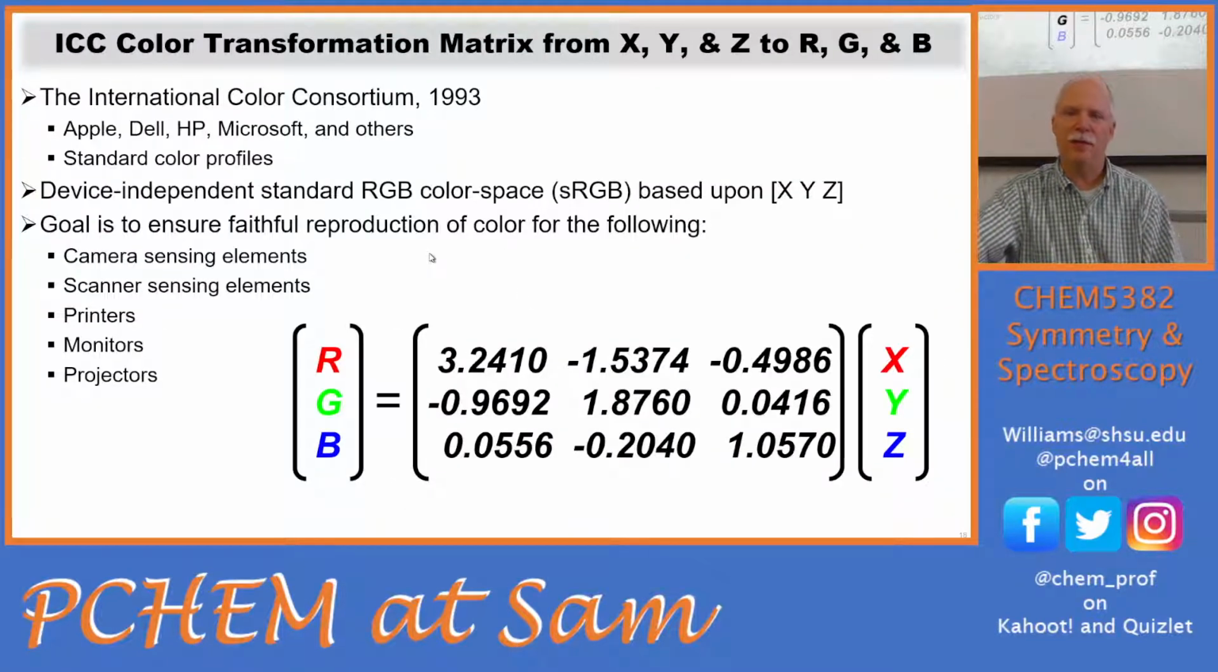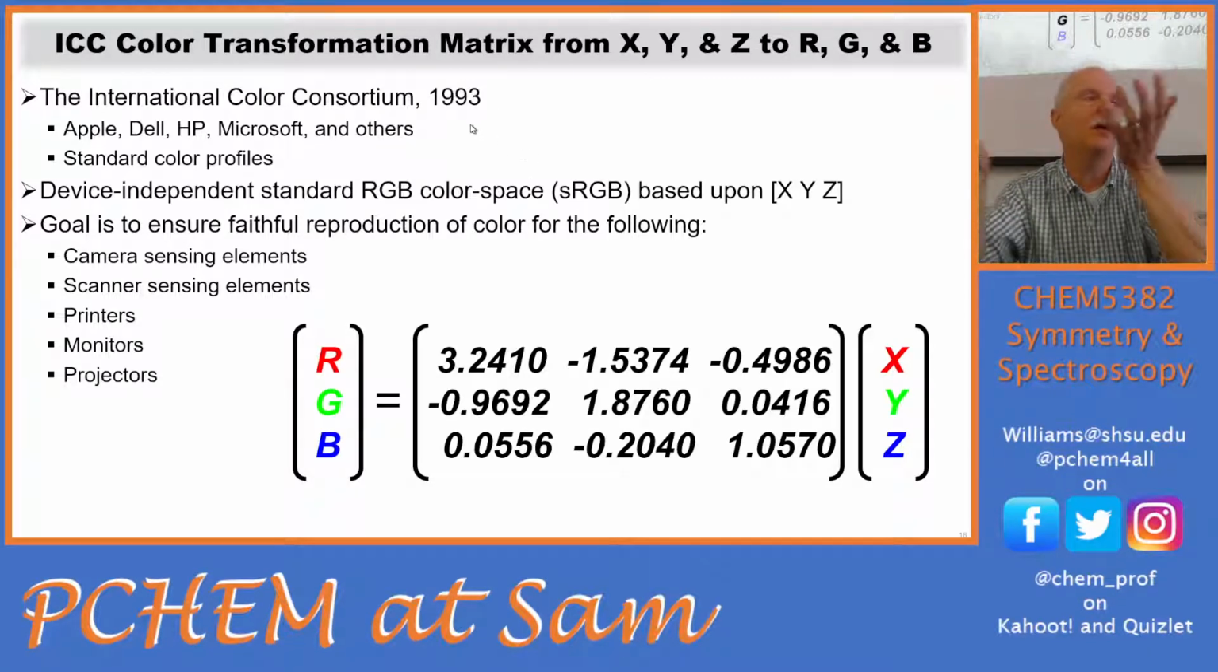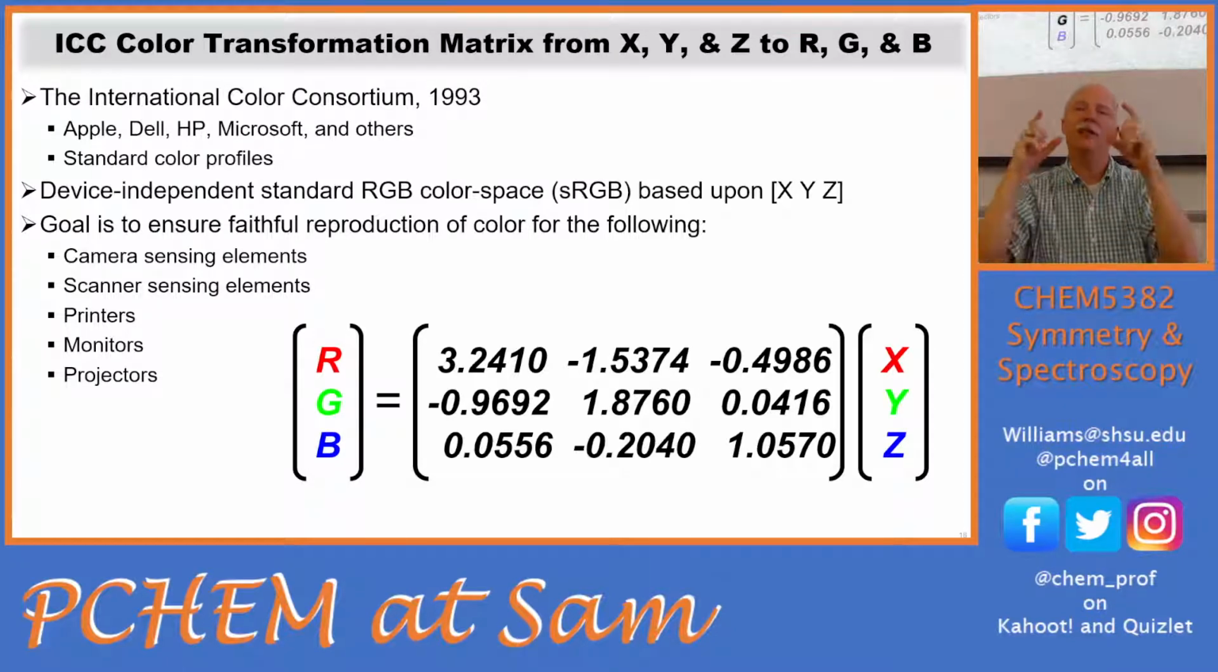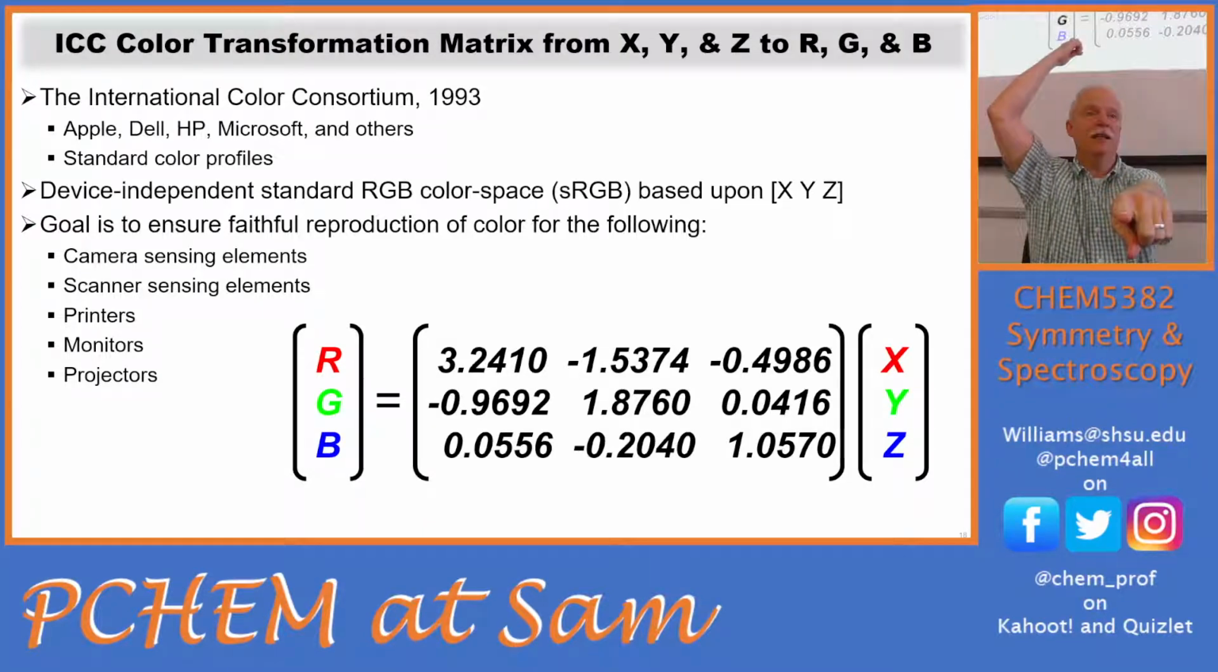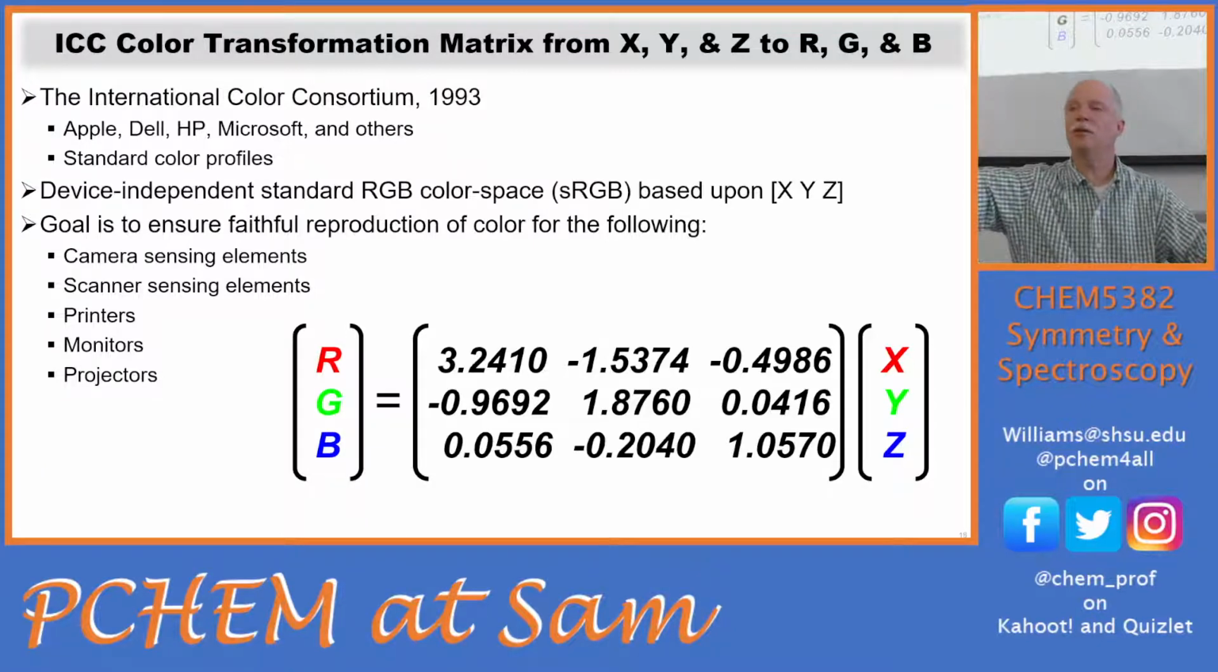Here's how we transform from XYZ to RGB. In '93, as personal computers started to take off, an international color consortium formed between big companies like Dell, Apple, HP, and so on. They wanted a device-independent standard for color. If I take a photograph, put it on my computer and look at it through my monitor, it has an accurate representation of the color. If I display it on a projector, you see what I see. And if we print it off, then whoever's looking at the print sees what we saw at the original spot.